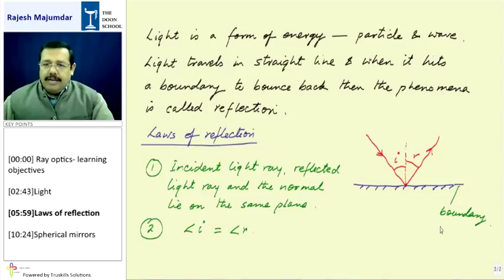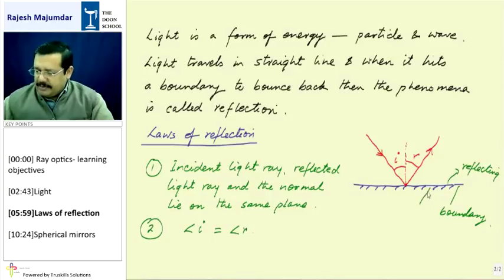And this boundary has been shown to have this surface as reflecting. This surface is called reflecting, and this surface is called polished.